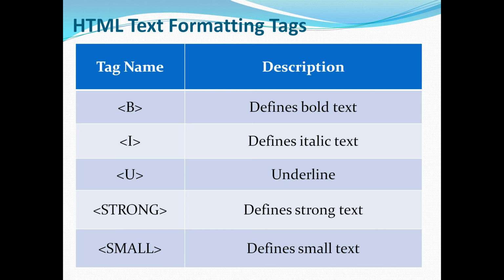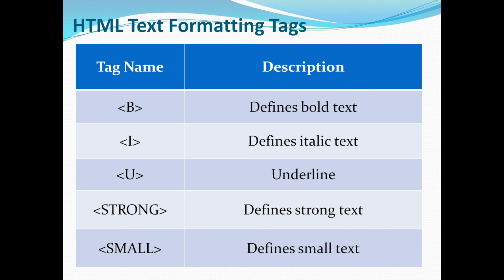The next one is the small tag. The small tag means the data or letters will be displayed in small text. These are the 5 important text formatting tags: the B tag, I tag, U tag, strong tag, then small tag.